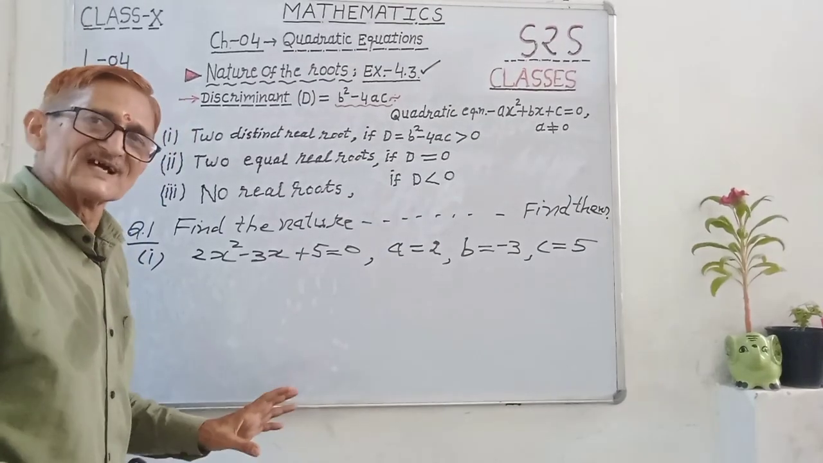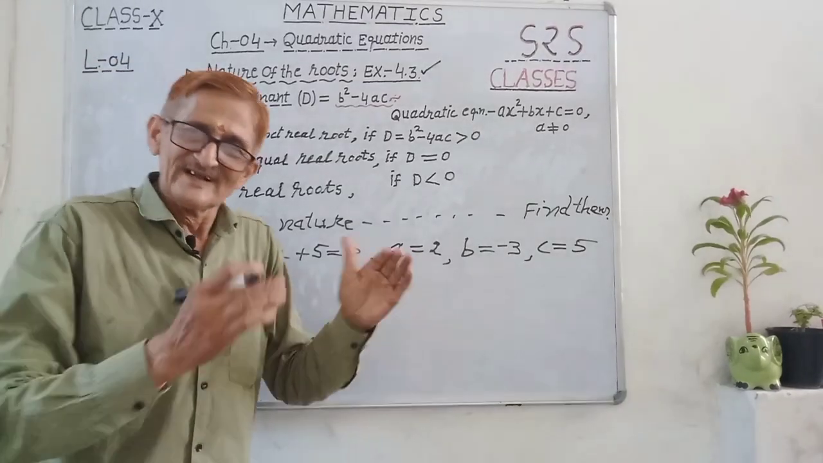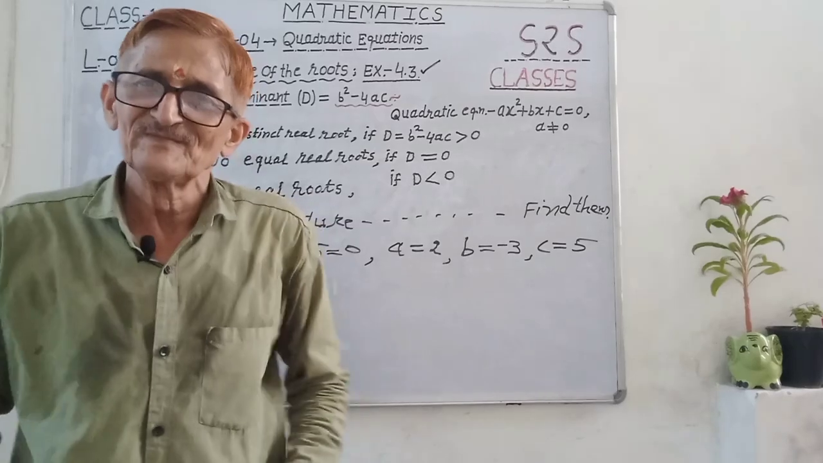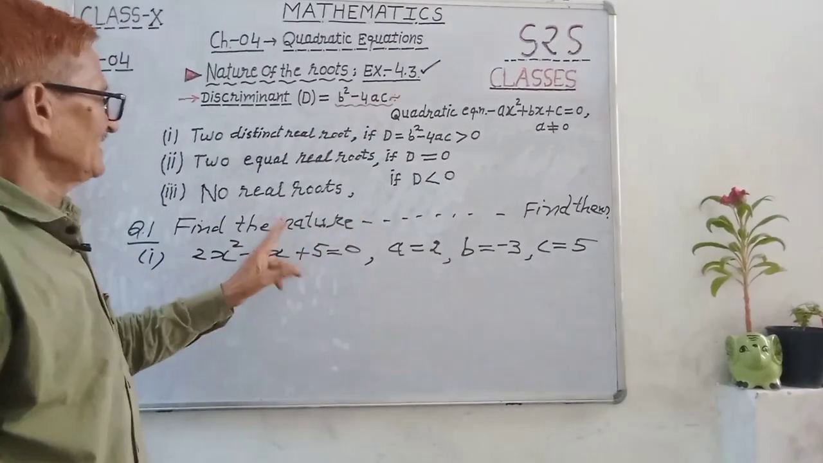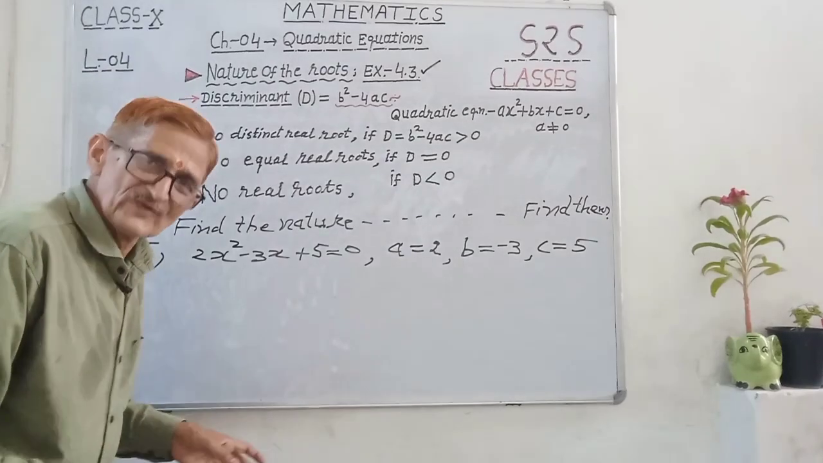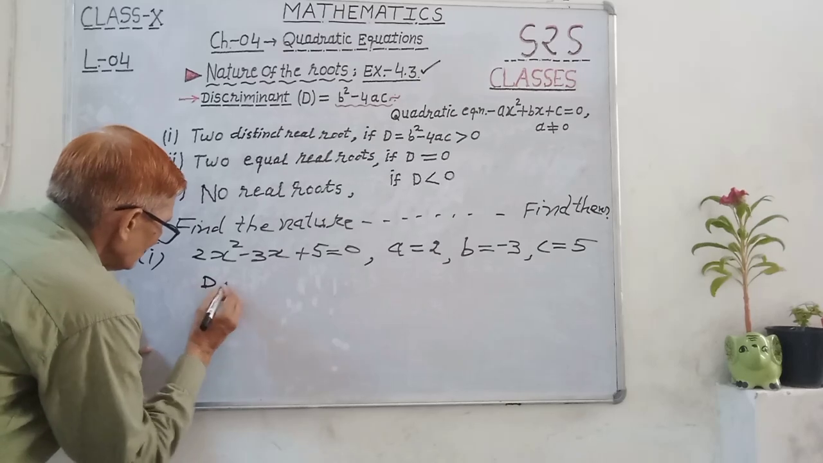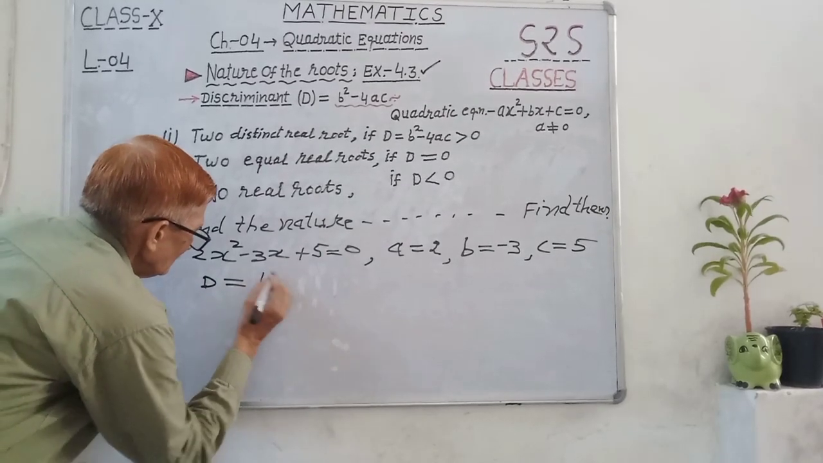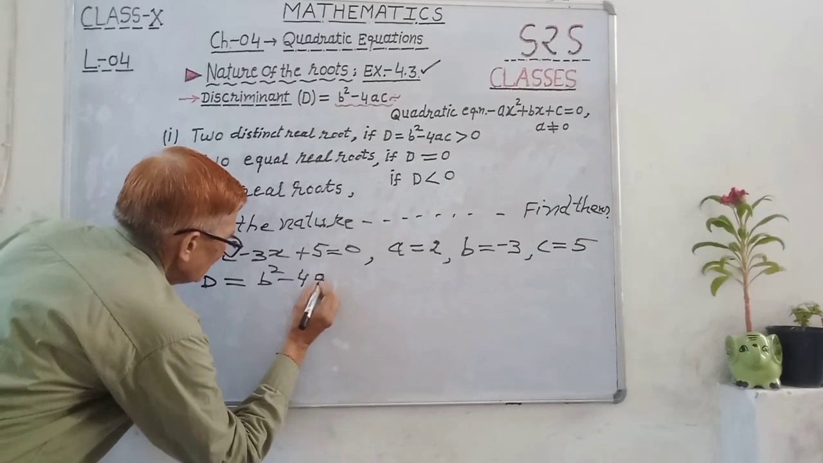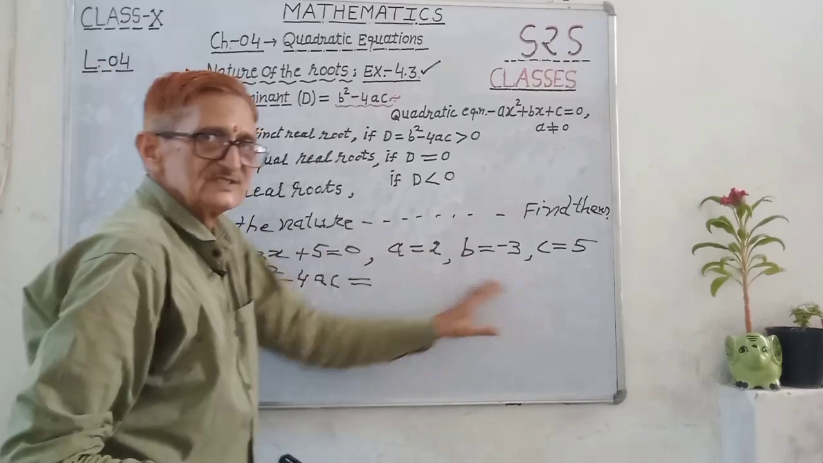Okay, done. After that, what do we have to do? Discriminant, because the nature of roots depends on the value of the discriminant. Here it says find the nature, so we have to find the value of the discriminant first. Now discriminant D is equal to b square minus 4ac.